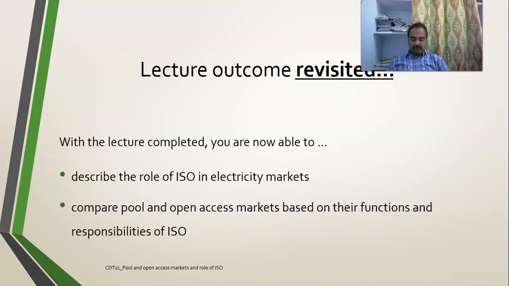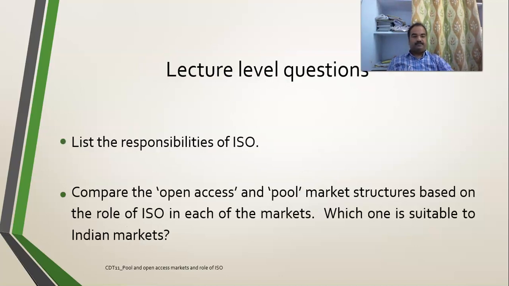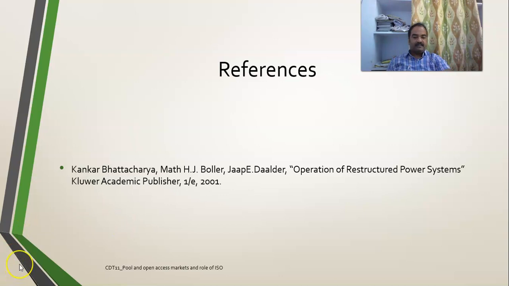So I hope now you are able to understand the concept of pool and open access markets, and that you are now able to describe the role of the independent system operator in these two markets. So thank you. These are the questions. Compare the two market structures based upon the role of ISO, and which one is suitable for Indian markets. You are supposed to give reasons. Thank you. And this is a textbook which you can follow.